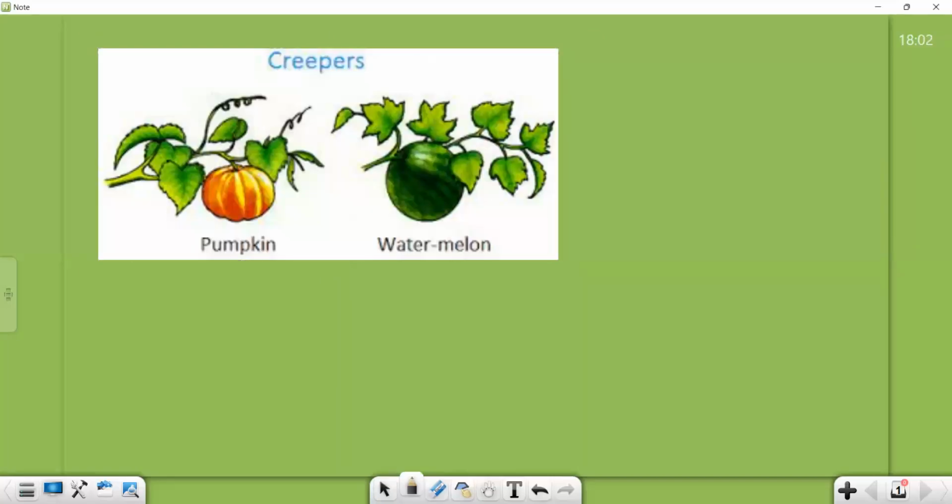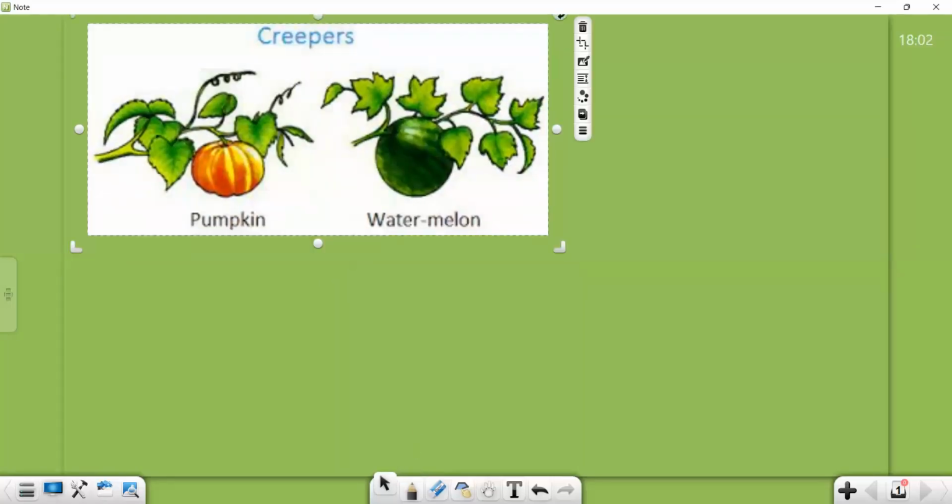So, students, coming to the climbers. Climbers are the weak stem plants, and these climbers generally grow horizontally on the soil.